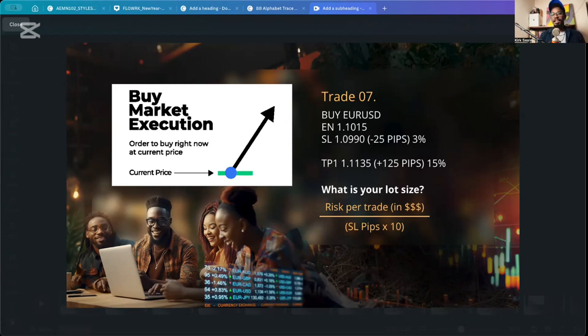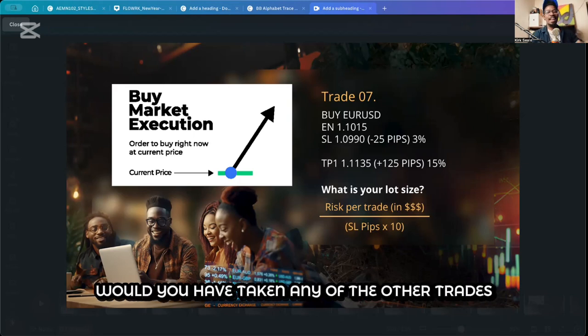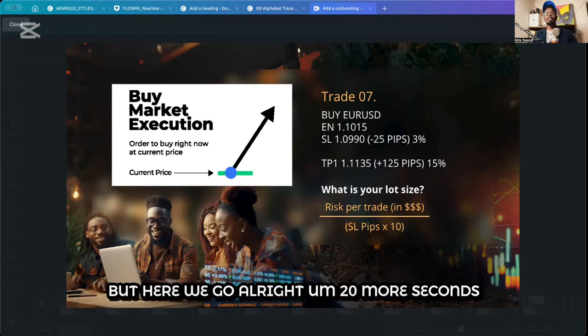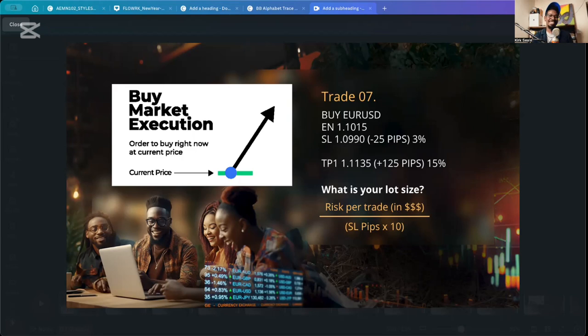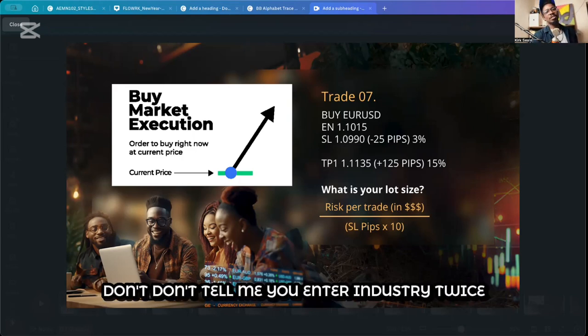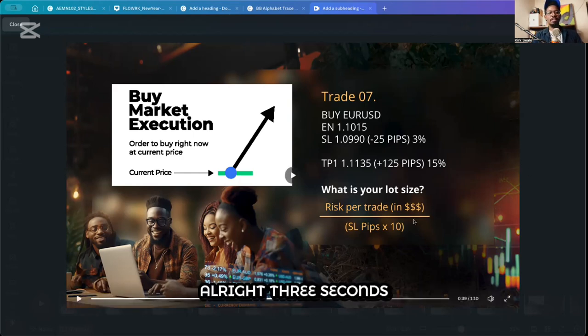All right. I mean, if you knew this was coming, would you have taken any of the other trades? You don't know what the outcome's going to be. But here we go. 20 more seconds. And then there are no double entries. Don't tell me you enter in this trade twice. As fun as that would be. 3 seconds.